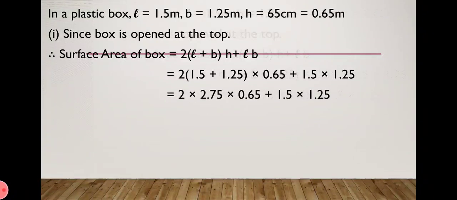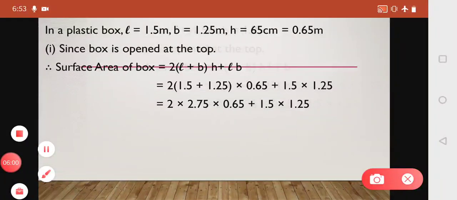Solving further, we get twice into 2.75 into 0.65 plus 1.5 into 1.25. First we solve the bracket as per the rule, that is 1.5 plus 1.25, we get 2.75.